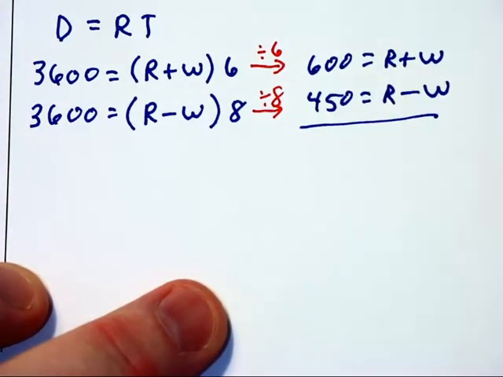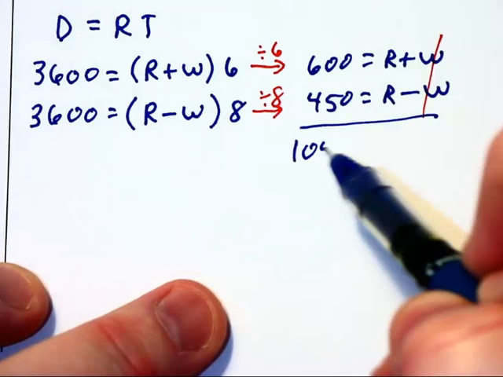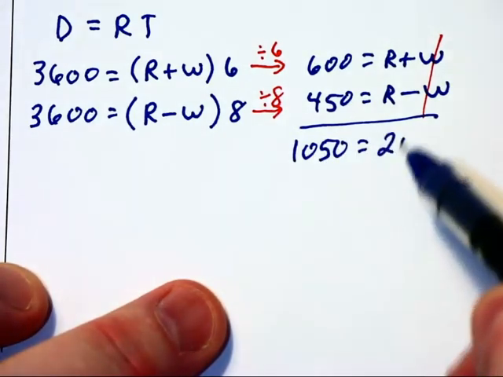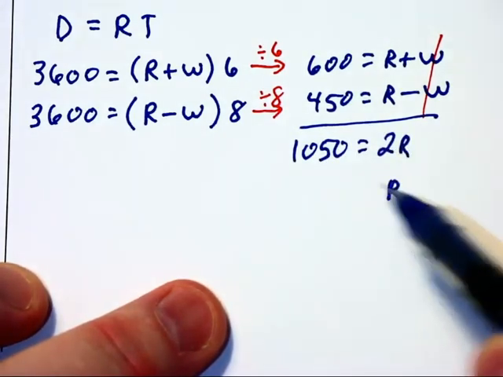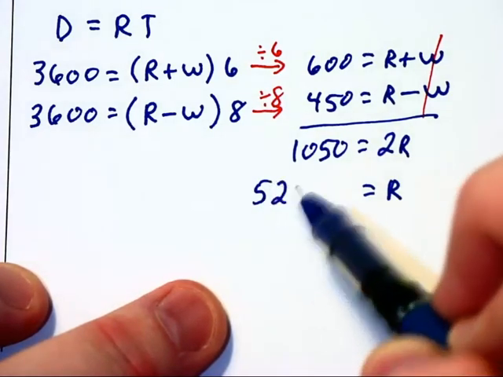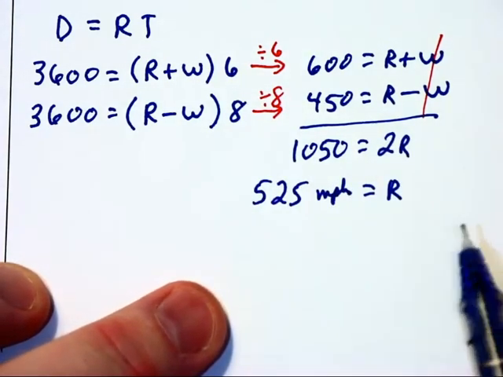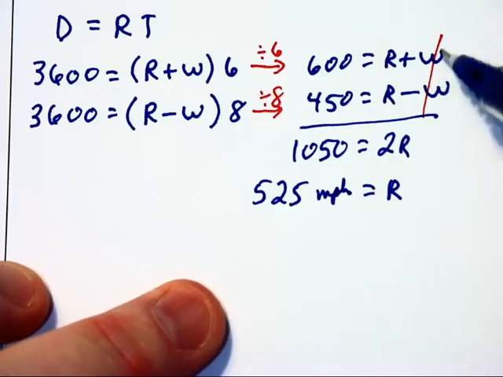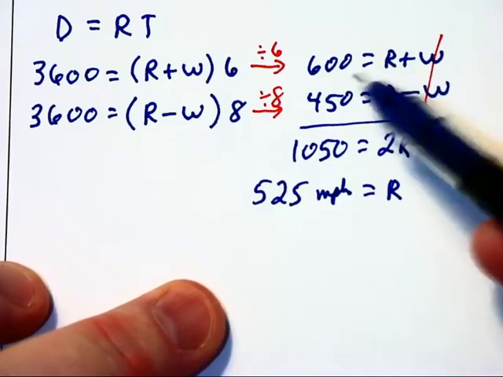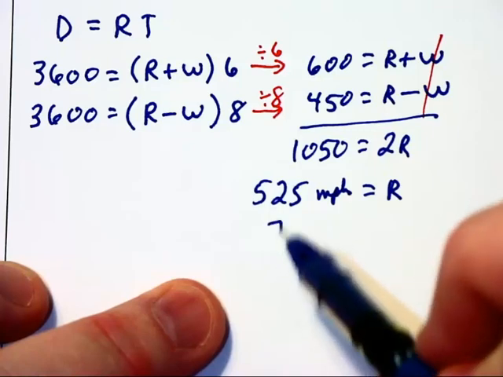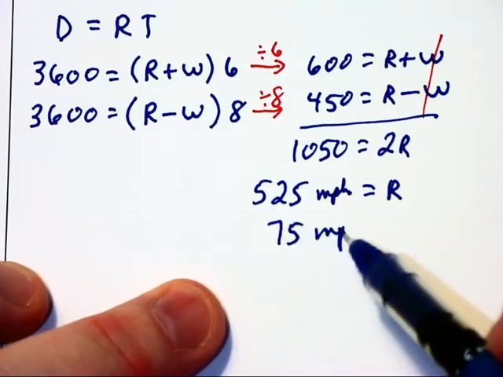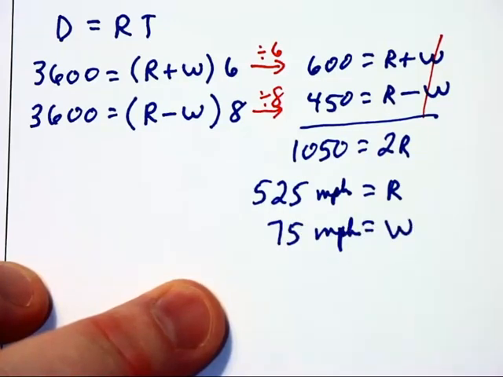And adding down, these W's will cancel each other out. We will have 1050 is equal to 2R, and therefore R will be 525 miles per hour. We do know from these first two equations up above that the two speeds add together to be 600, and therefore 75 miles per hour will be the wind speed.